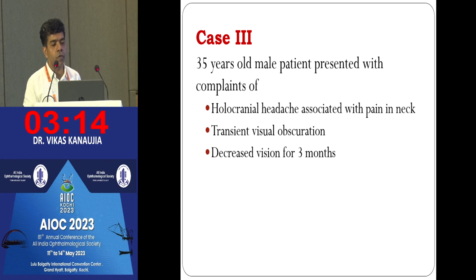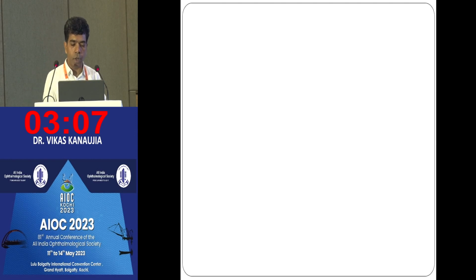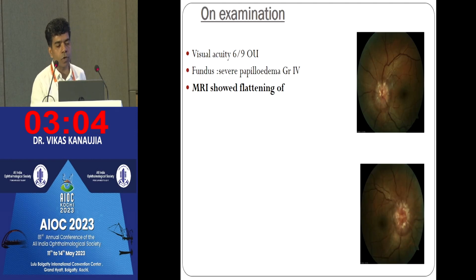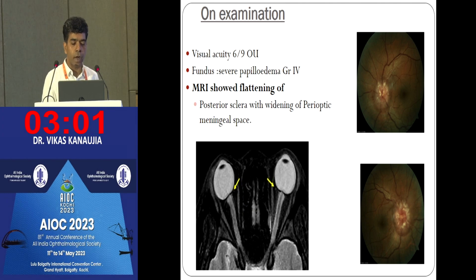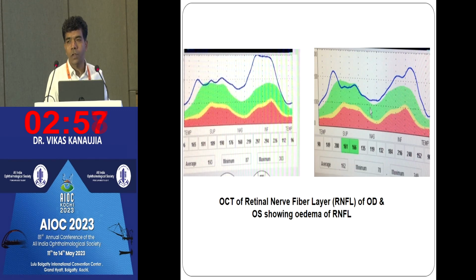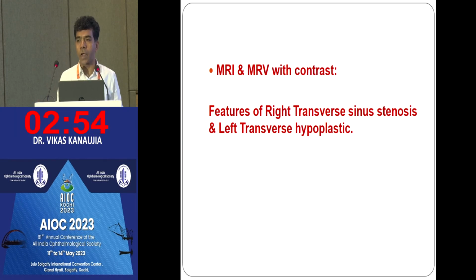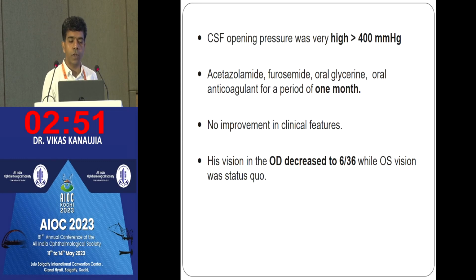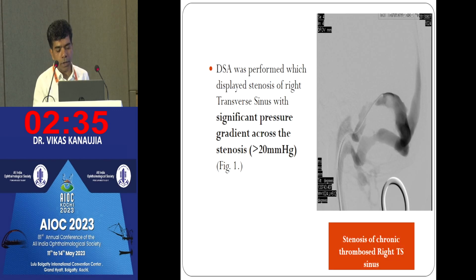So the last case: a 35-year-old male patient presented with complaints of holocranial headache associated with pain in the neck, transient obscuration of vision, and decreased vision for 3 months. On examination, the vision was 6/9, and MRI showed flattening of the sclera and enlarged optic nerve sheath spaces. The visual field showed generalized depression, and features were again suggestive of right transverse sinus stenosis with left transverse sinus hypoplasia. CSF opening pressure was done in neurology, and it was more than 400 millimeter. Again, they started acetazolamide, furosemide, and oral glycerine for 1 month, but he didn't improve. So his vision again deteriorated, and the DSA was performed in the neuroradiology department, and there was a pressure gradient of 26 millimeter.